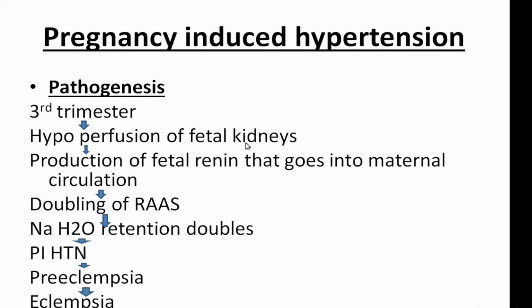As a result, fetal kidneys produce renin, and that renin goes into maternal circulation, and that renin doubles the renin angiotensin aldosterone system. As a result, sodium and water retention doubles. That causes pregnancy induced hypertension. If we do not treat this pregnancy induced hypertension, that results in preeclampsia, and later on it causes eclampsia.